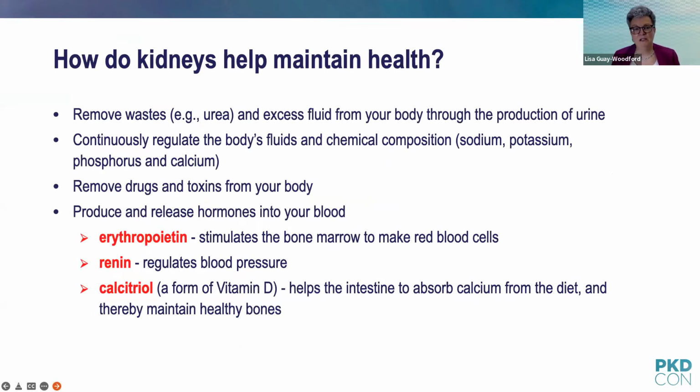And how do the kidneys do this? Well, they remove waste and fluid from your body through the production of urine. They continuously regulate the body's fluids and chemical composition, so sodium, potassium, phosphorus, and calcium. They remove drugs and toxins from your body. And they produce and release in a very regulated way hormones into your blood. So for example, erythropoietin, which is the hormone that stimulates the bone marrow to make red blood cells, renin, which regulates blood pressure, and calcitriol, which is a form of vitamin D that helps the intestine to absorb calcium from the diet and thereby maintain healthy bones.